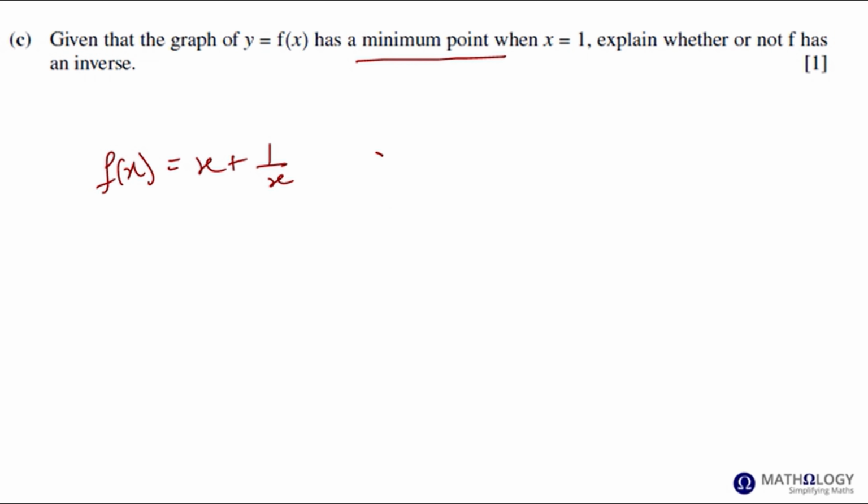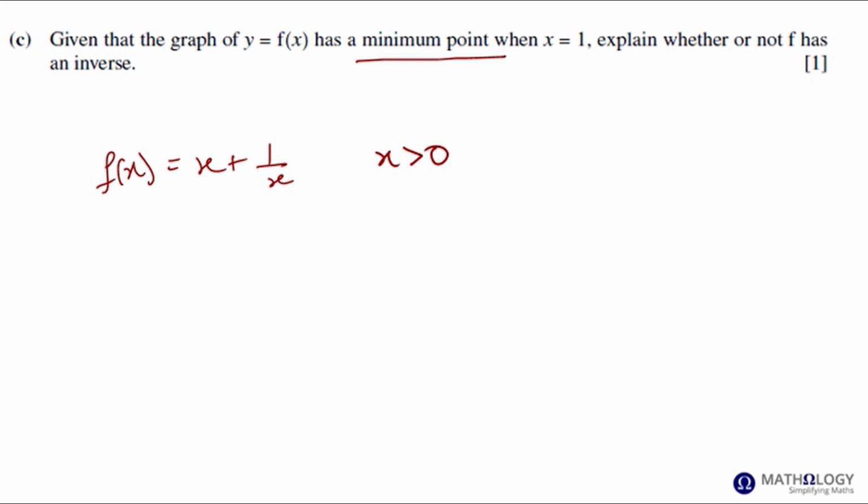Now the domain of f of x is greater than 0. So f will have an inverse if it's a one-to-one function. So if we can show that f is one-to-one, then it will have an inverse. Now for a one-to-one function to exist, one input value must yield only one output value.